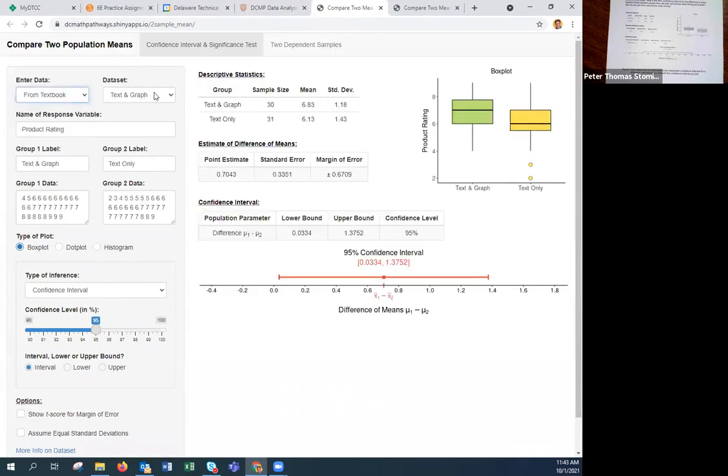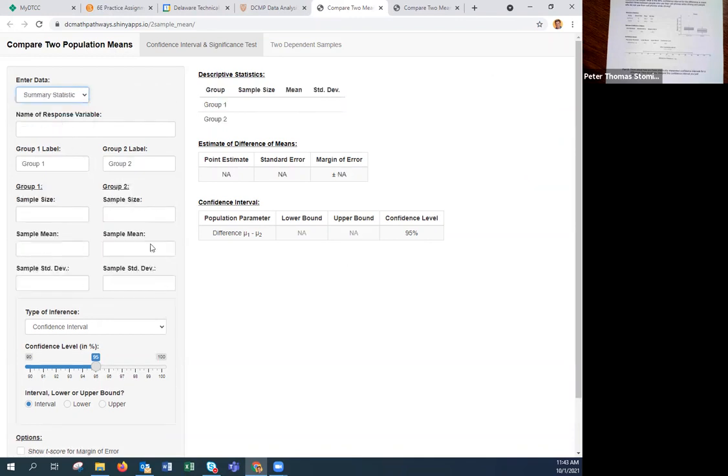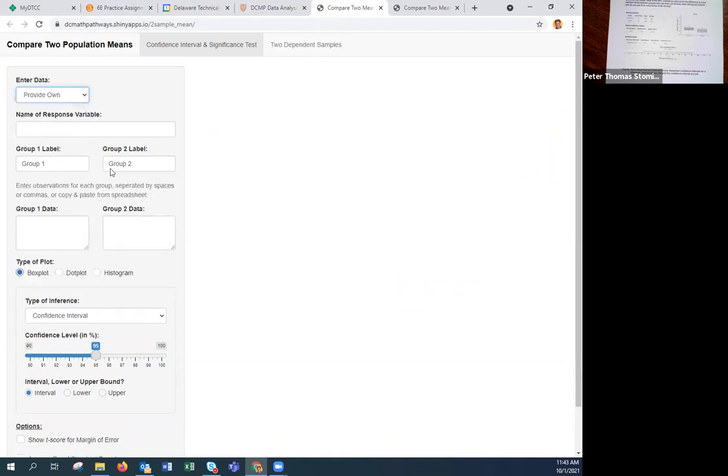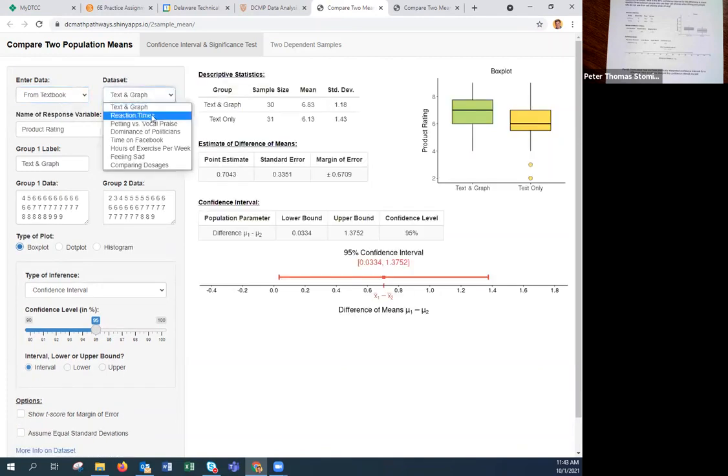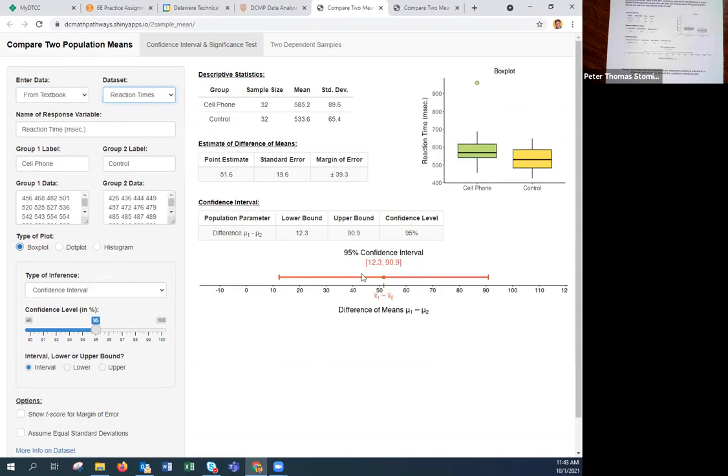from textbook, and again, you have the option to say, I already have the data in the textbook. It's a data set that's already been defined, or you can provide your summary statistics for each of the 2 samples, or you can type in the raw data and actually have the individual values. But for this one, I'm going to do from textbook. I'm going to choose reaction times, and it has the 2 individual samples from the populations, one where the person's using the cell phone, and one are reaction times for persons that are not using the cell phone.